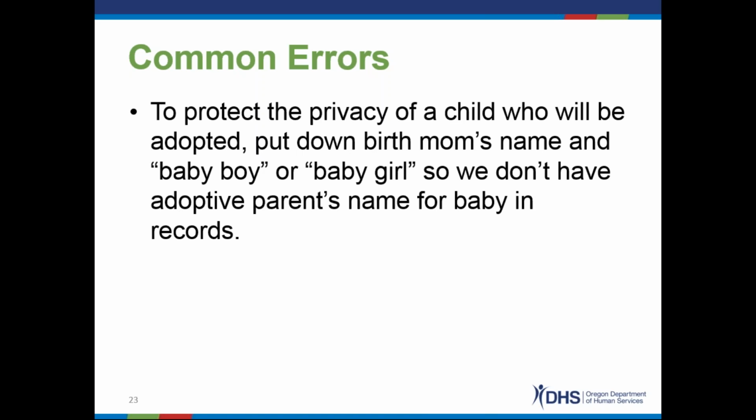And as Brent mentioned, in order to protect the privacy of a child who will be adopted or is going into DHS child welfare custody, you can put down the birth mom's name and baby boy or baby girl so that that baby is covered at the date of birth, but so that the adoptive parent's information is not going to be shared. Help me out here, Brent. So we don't give mom any information about baby. Right.